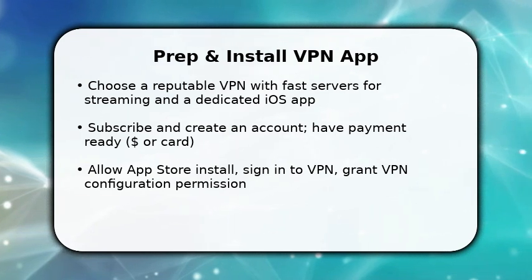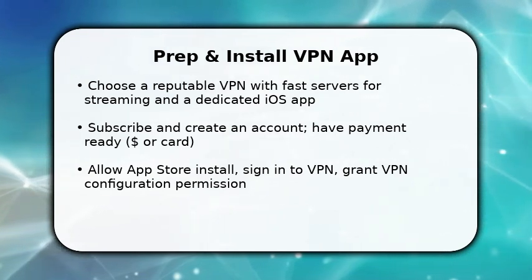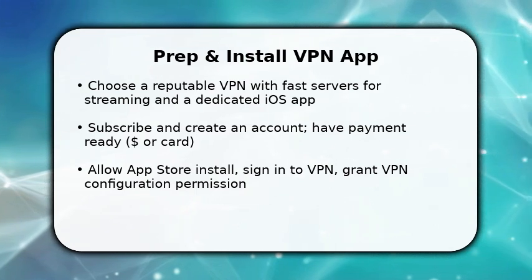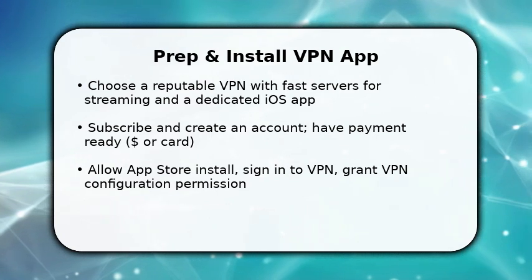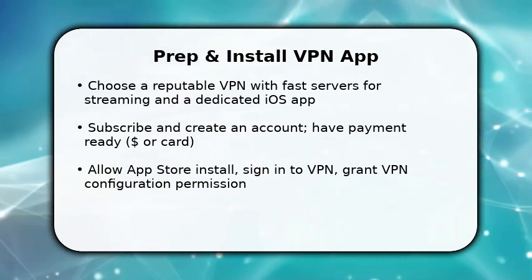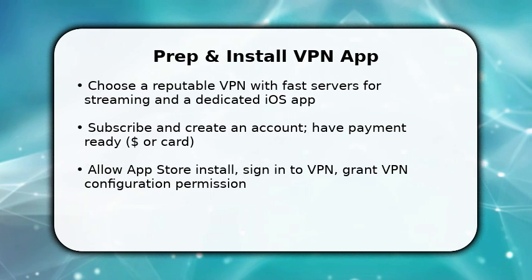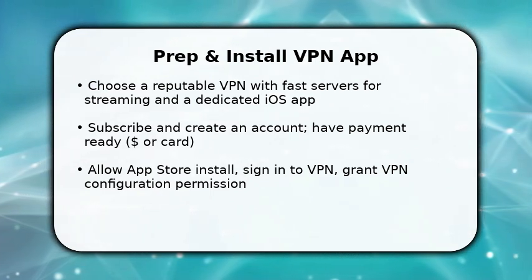When the app asks to add a VPN configuration, tap Allow. This lets iOS route traffic through the VPN. Once that configuration is approved, unlock the app and prepare to select a server. Don't connect yet. We'll pick the best server in the next step.